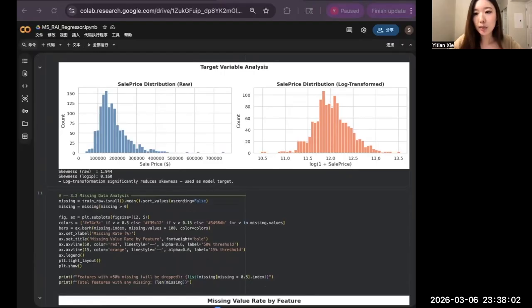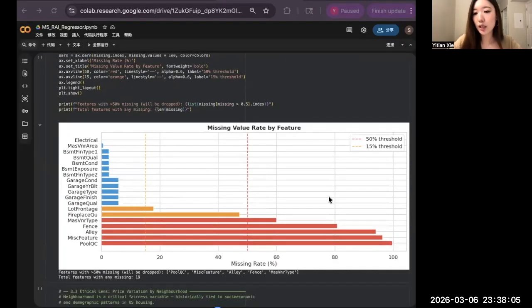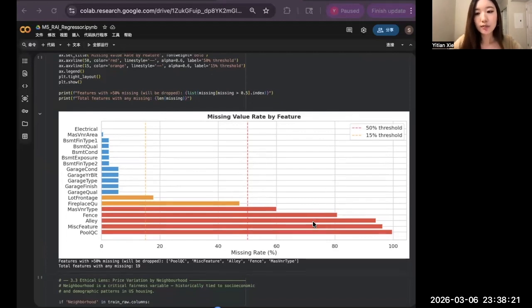Next, I analyzed the missing values. The missing value visualization by feature shows that most variables contain very little missing data. However, some features such as PoolQC, MiscFeature, Alley, and Fence have extremely high missing rates. These variables represent rare housing characteristics. In many cases, a missing value actually means that the feature does not exist. Instead of removing them completely, I handled them using domain-aware encoding, preserving the useful information. Handling missing values carefully is important for model reliability and responsible data use.